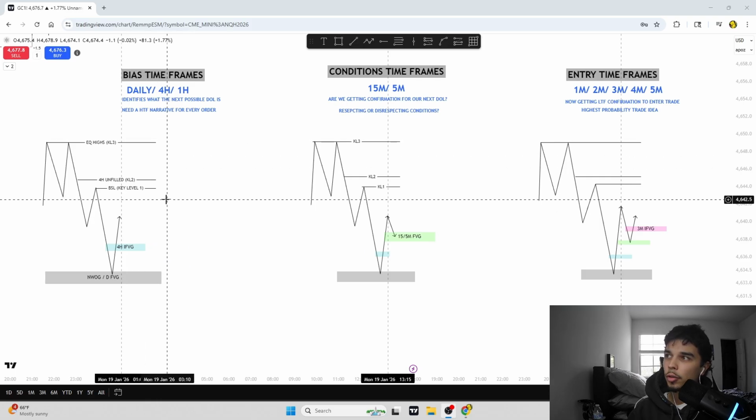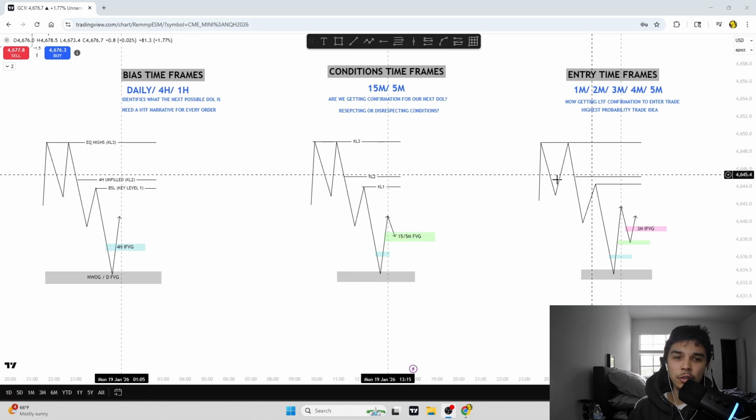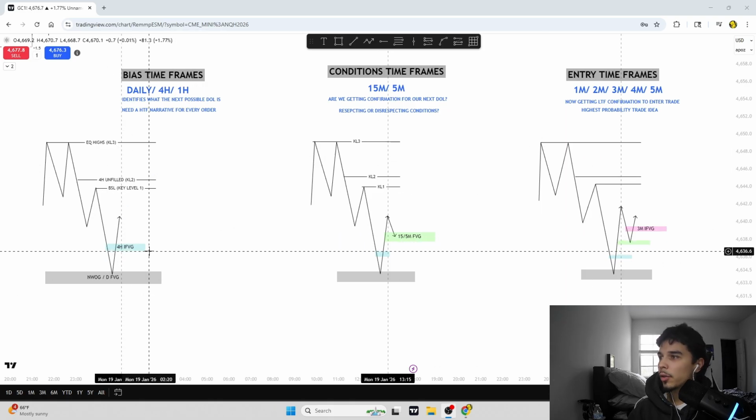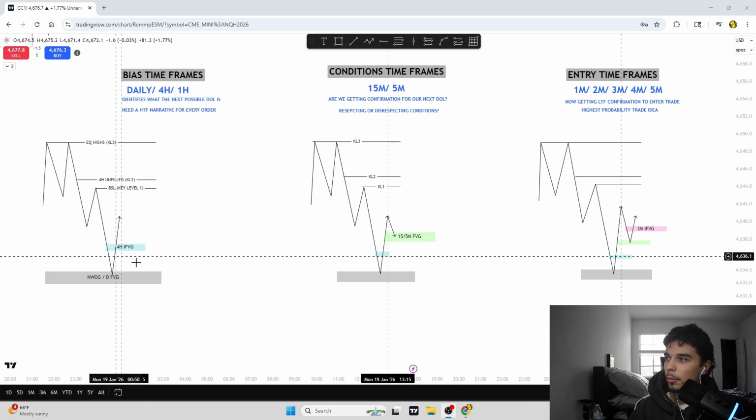So now we can assume, if we jump down and use our condition and entry point timeframes, and we get confirmation on these, that price is going to run higher. So hypothetically, let's say we do run through this 4 hour, okay?